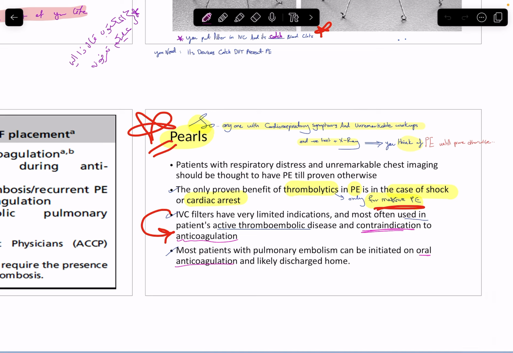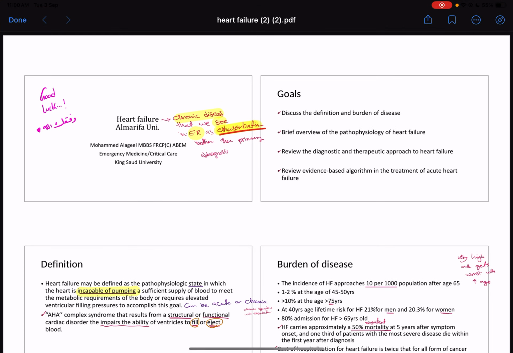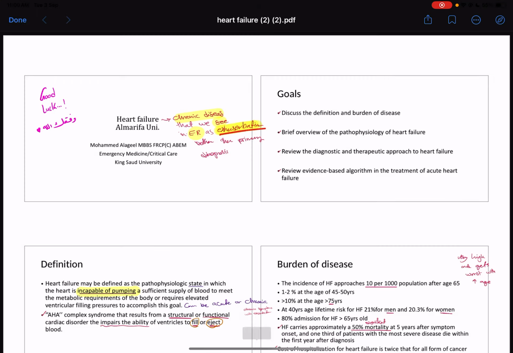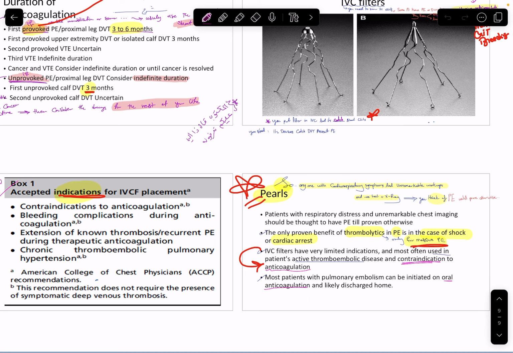All right. So remember that you think about PEs in patients who have cardiorespiratory symptoms that you cannot explain. The only time you get thrombolytics is for massive PEs. You can use IVC filters. There's limited evidence. You just need to know what it is, and you'll hear people talk about it for patients who need anticoagulation but can't get it and are having DVTs and PEs. And most patients now with PEs or DVTs can be treated on oral anticoagulation. We don't need to admit these patients. Okay.